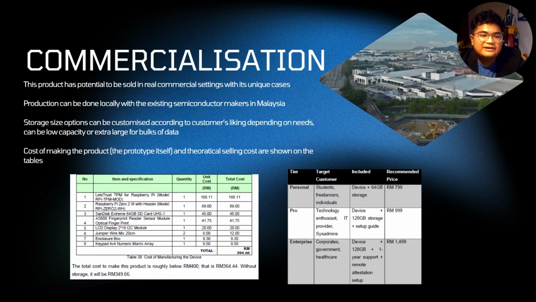And the cost of making the product, as shown in the table below, is roughly less than 400 ringgit for me. And if this was sold to the general public, the recommended prices are shown there, starting from 799 to 1,499 ringgit, as shown on the table just now.